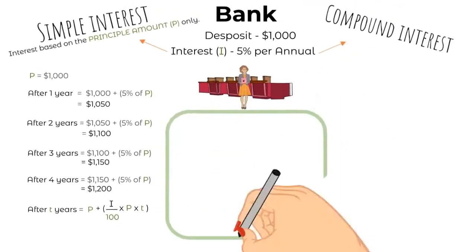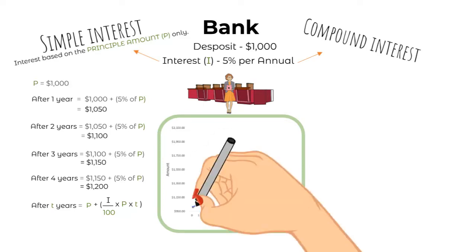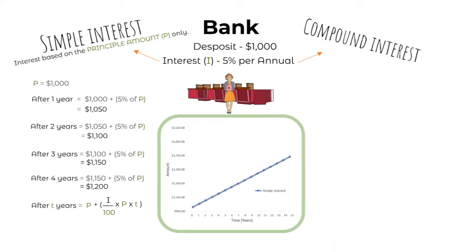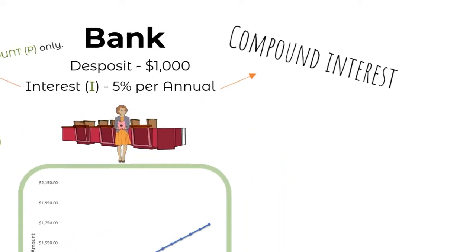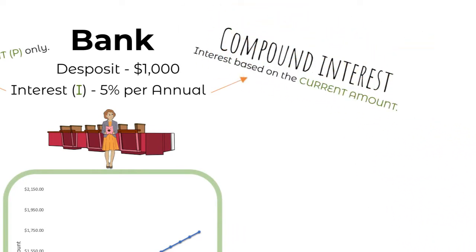If you were to plot simple interest over time, then it would go up in a very boring and steady manner like this. Compound interest is significantly more exciting and significantly more commonly used. Compound interest is when the interest is based on the current amount, which includes all interest previously earned. Which is great news if you're investing, but not so great news if you're borrowing.